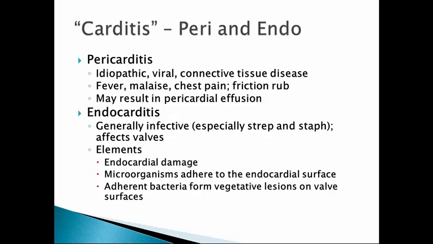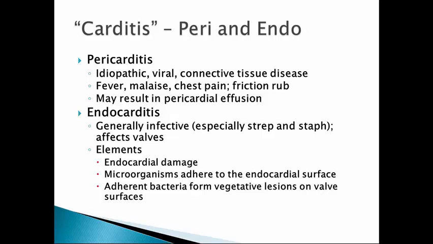So the essential elements of an endocarditis, which remember is the inner lining: you have endocardial damage, because the endothelial basement membrane has been exposed. The microorganisms then adhere to that endocardial surface and damage it. The adherent bacteria then form vegetative lesions on the valve surfaces themselves and begin to destroy those valves. Now, at the same time, because you've had damage to the endocardial surface, the clotting cascade with the formation of fibrin has also been activated.